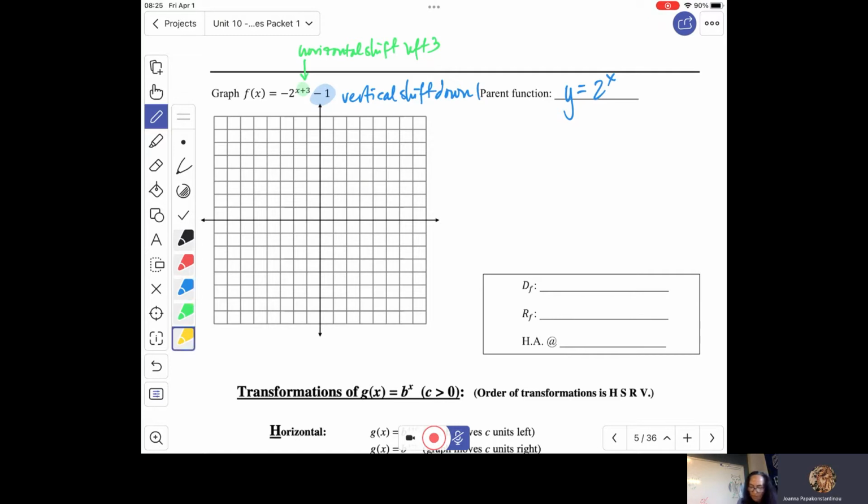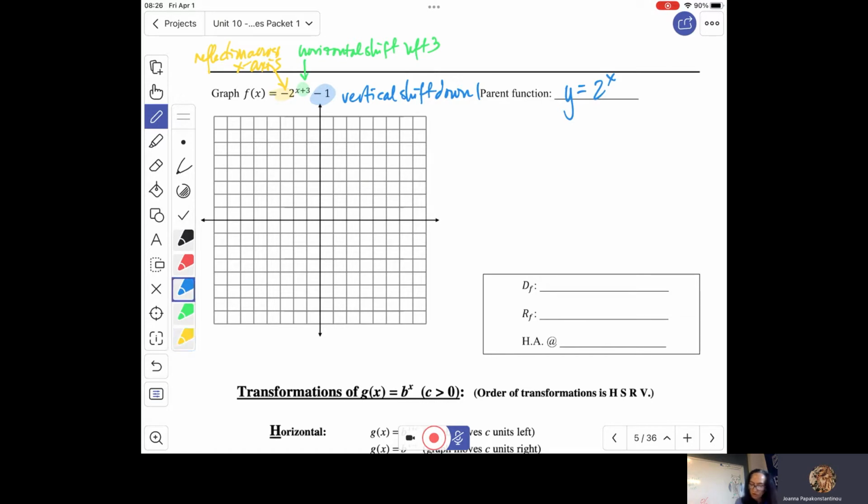And, oh, I see something else. What is this? It is a reflection across the x-axis. That is fantastic. Okay, so those are our 3 transformations. So you should be able to describe those transformations. And let's graph it. How exciting is this?